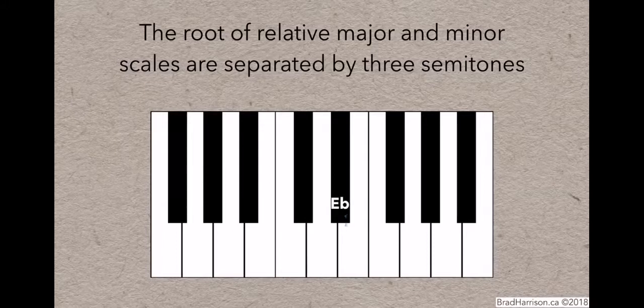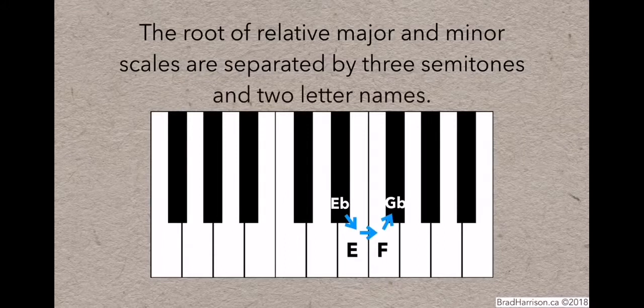To find the relative major of E flat minor, go up 3 semitones, E flat to E to F, and F to G flat. G flat major is the relative major of E flat minor. Also, relative major and minor are separated by 2 letter names. In this case, E goes to F and then to G. Things get confusing if you try to compare E flat minor and F sharp major.